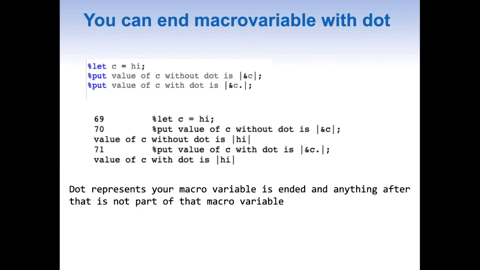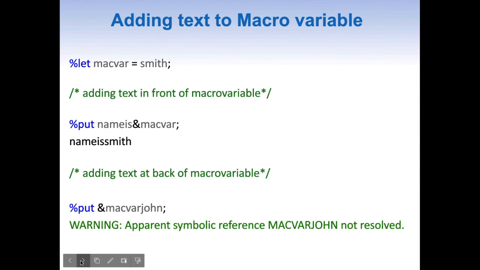The dot in the macro variable tells us that this particular macro variable has ended, and anything after that dot is not part of that macro variable. This is very important and very useful, especially when you add text. Now let us add some text to the macro variable and see what happens.